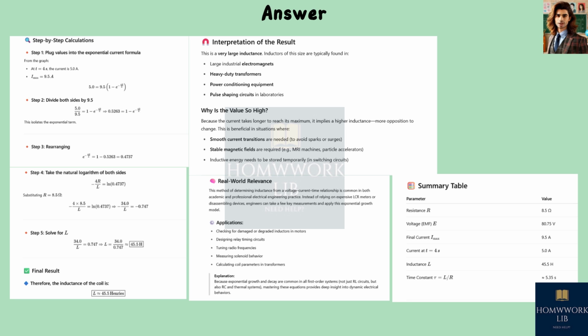Interpretation of the result. This is a very large inductance. Inductors of this size are typically found in large industrial electromagnets, heavy-duty transformers, power conditioning equipment, and pulse shaping circuits in laboratories. Why is the value so high? Because the current takes longer to reach its maximum. It implies a higher inductance, more opposition to change.